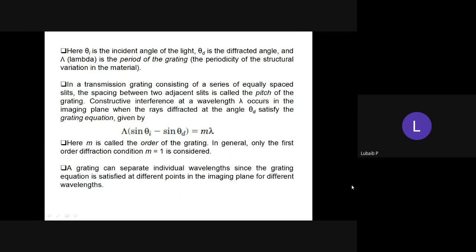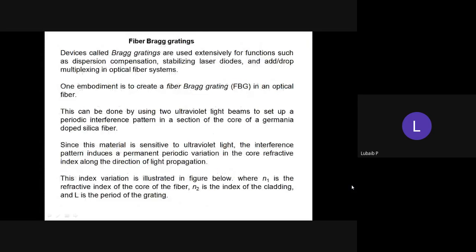A grating can separate individual wavelengths since the grating equation is satisfied at different points in the imaging plane for different wavelengths. Okay, the fiber Bragg grating. The device called a Bragg grating is used extensively for functions such as dispersion compensation, stabilizing laser diodes, and add or drop multiplexing in optical fibers. This add and drop multiplexing we will discuss in detail in the next session.